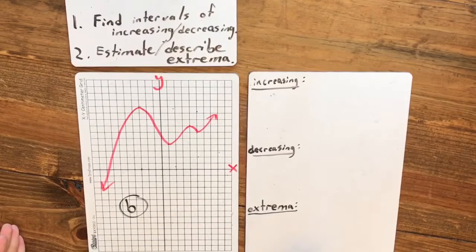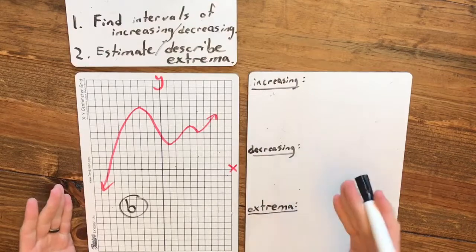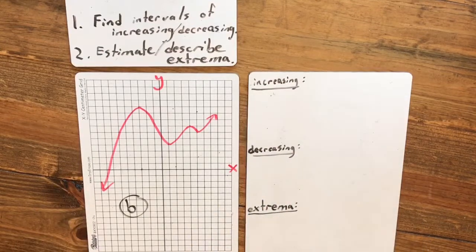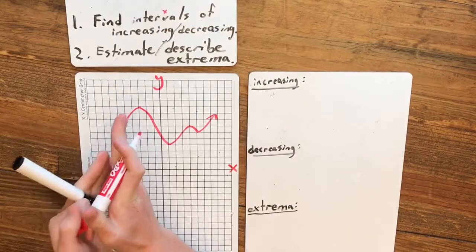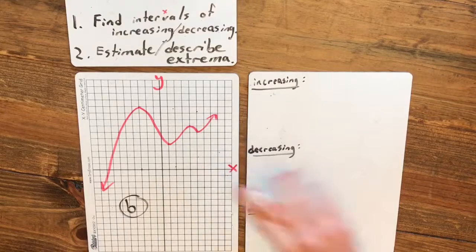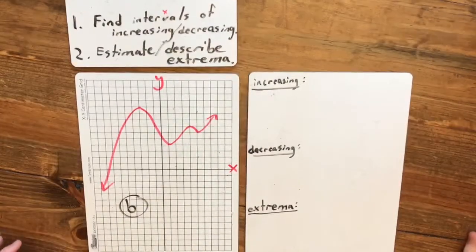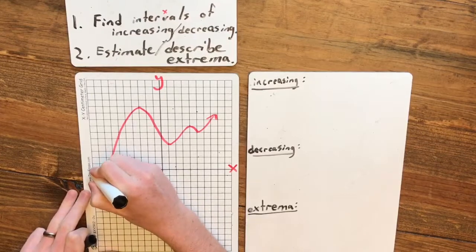This is a polynomial. As we're looking at this polynomial, we're going to read it from the left to the right. We're going to find out over what x value intervals it was going up, at what x value intervals it's going down, what x value intervals it's going up again, going down, and then we're just going to see what happens.